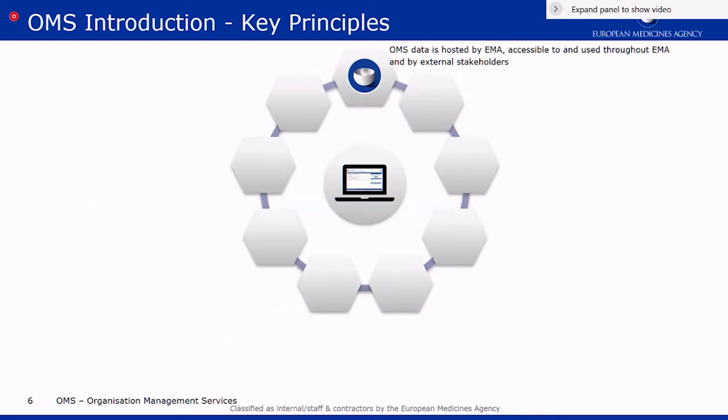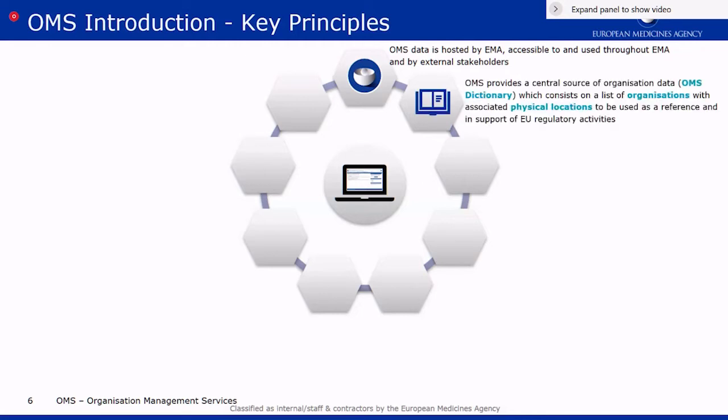Starting with the principles. OMS data is hosted by EMA. We internally manage the data and the change requests submitted by the user. This dictionary is accessible and used throughout EMA. It's accessible also to external stakeholders, as our dictionary is public. As I mentioned, OMS aims to provide this central source of organization data, which consists of organizations and their associated physical locations, to be used as a reference in regulatory activities.